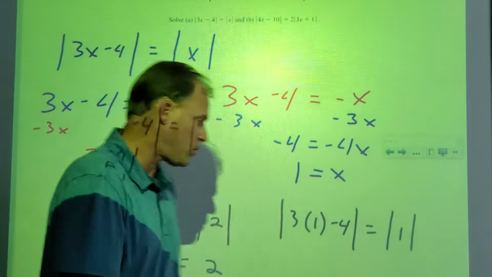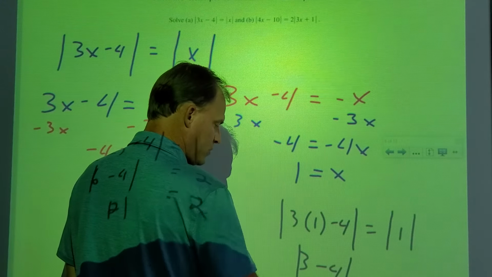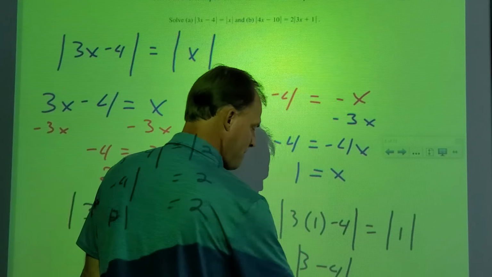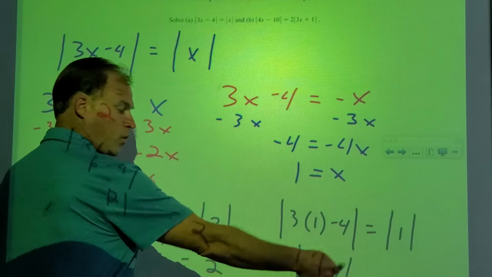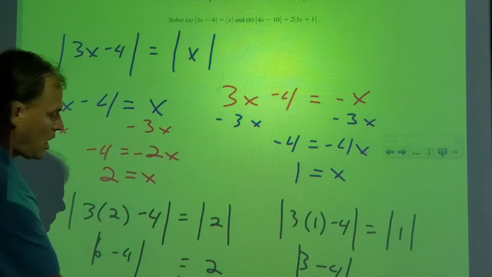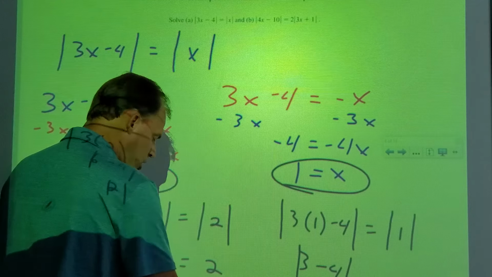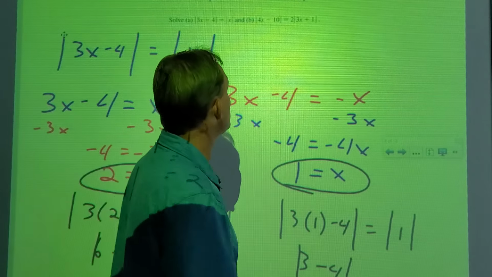Check 1. See if it works. 3 times 1 is 3, minus 4. The absolute value is negative 1. Is the absolute value of 1 equal to 1? It sure is. So you check it, see if they work. 2 works, 1 works. So both of those are your solutions.